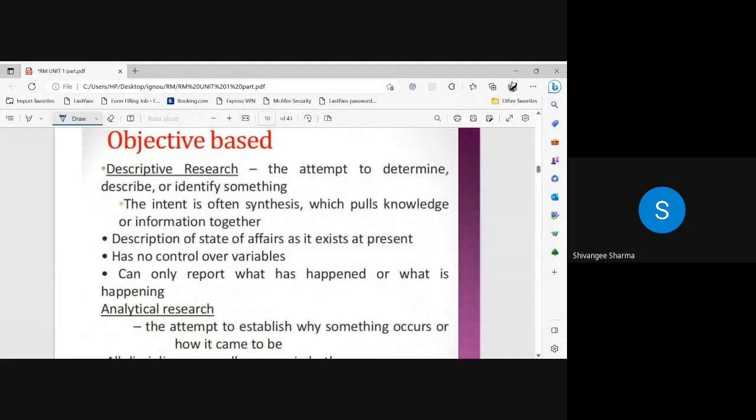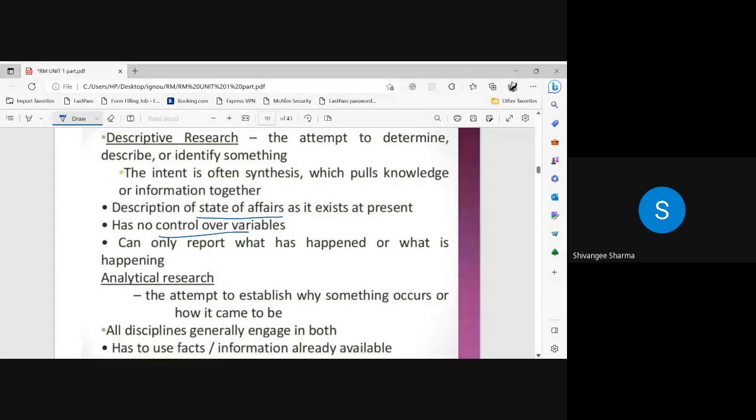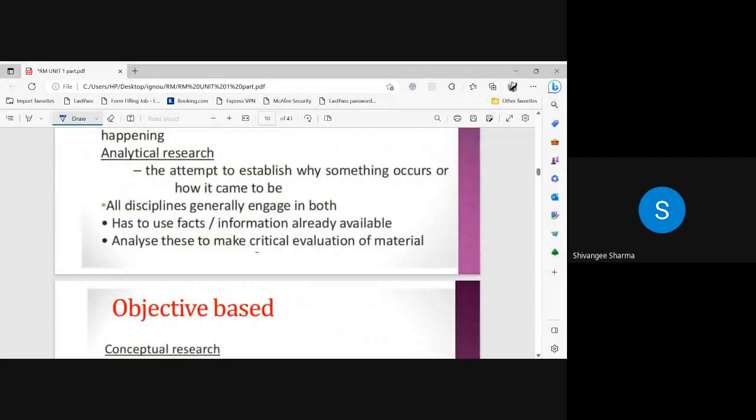Though I have explained, let's just look at objective-based research, descriptive research. There is no control over variables. You cannot change or alter the variables. You only describe a state of affairs, how things are being done in the present, and you can only report them. That is descriptive research. And in analytical research, critical evaluation is made. You can analyze something only. Analysis means that you are critically evaluating something.